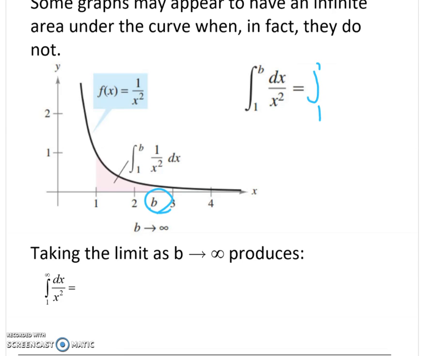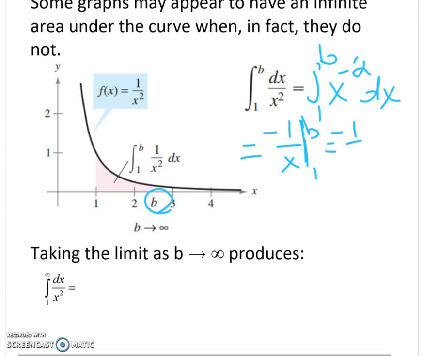So this would be equivalent to the integral from 1 to b of x to the negative 2 dx. And then as we integrate that, x to the negative 2 would integrate back to negative x to the negative 1, or negative 1 over x, from 1 to b. So that would be negative 1 over b minus negative 1 over 1, so that would become a plus 1. So your answer would be negative 1 over b plus 1.